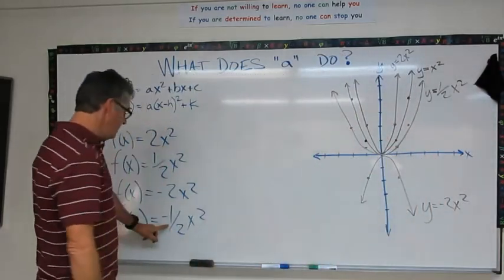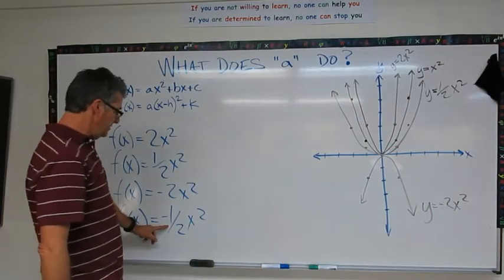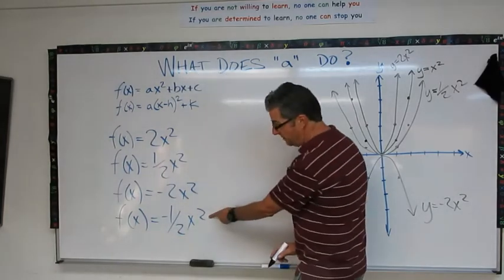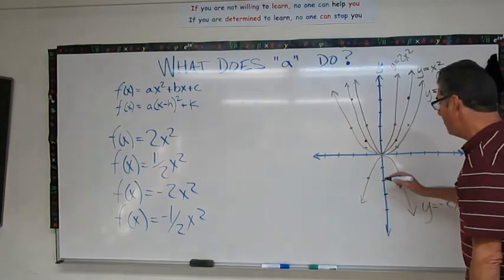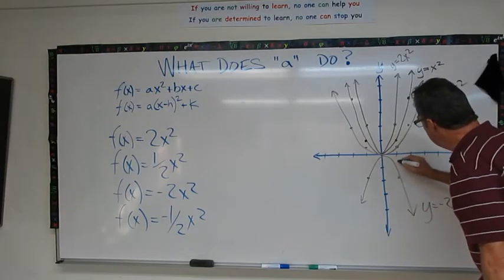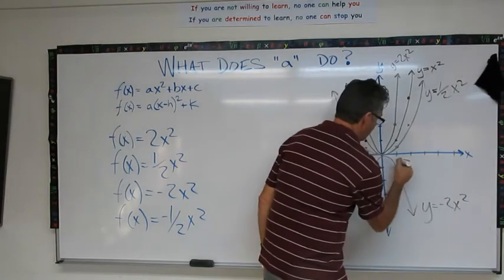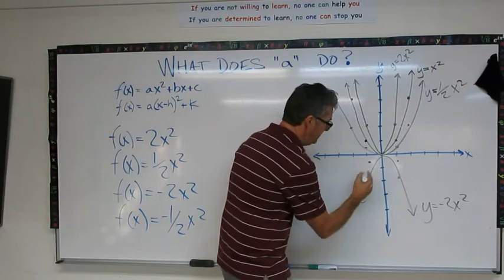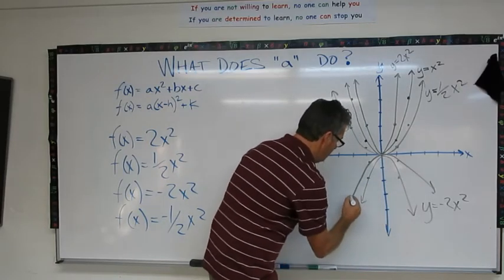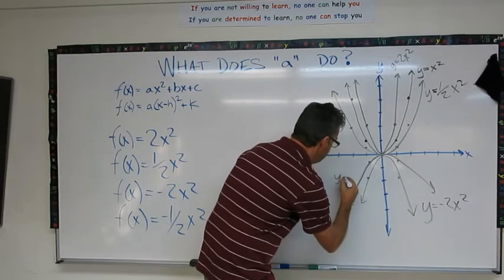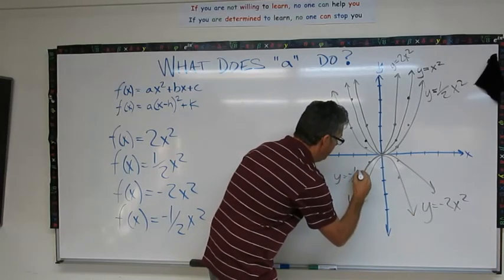And then this one here, it's going to be a wider one. If I put in 1 for x, I'm going to square it, still 1, multiply it by negative 1/2, I get negative 1/2. So I go over 1, down 1/2, reflect that across, and this parabola looks like that. This is y equals negative 1/2 x squared.